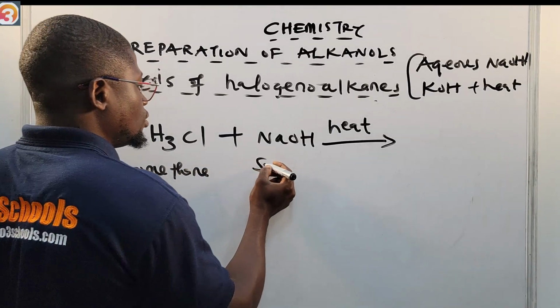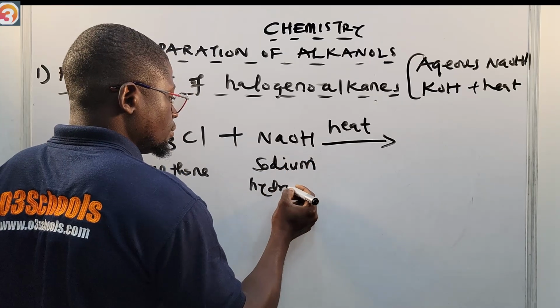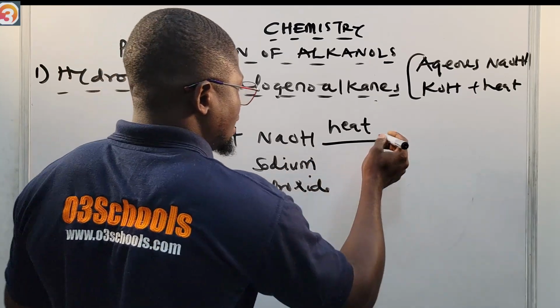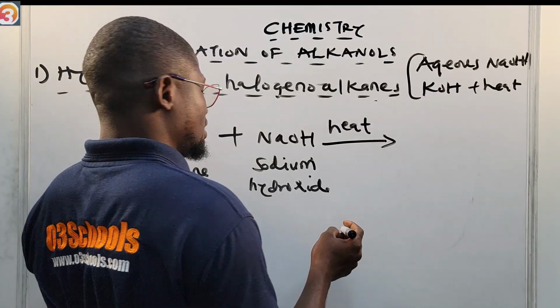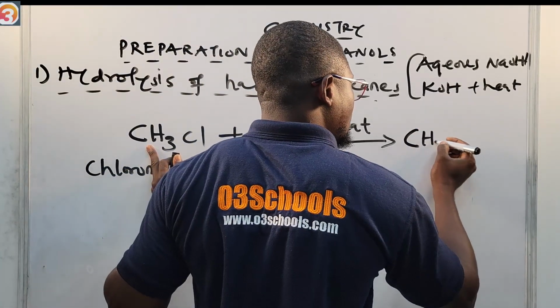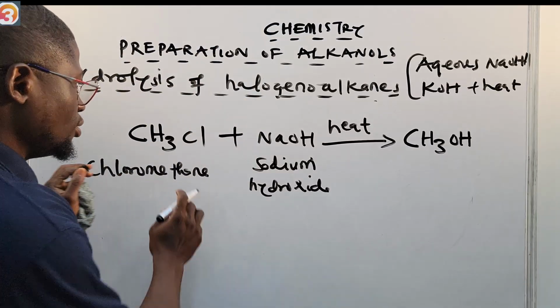These are our sodium hydroxide. Then we apply it to it, and it gives us methanol, CH3OH. It gives us methanol. So from here, look at it.